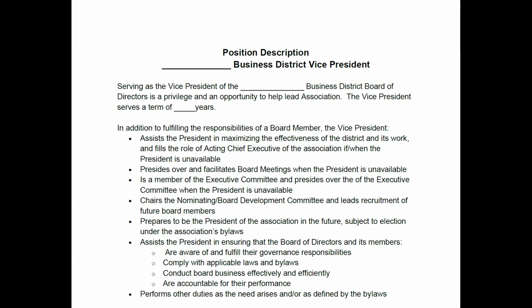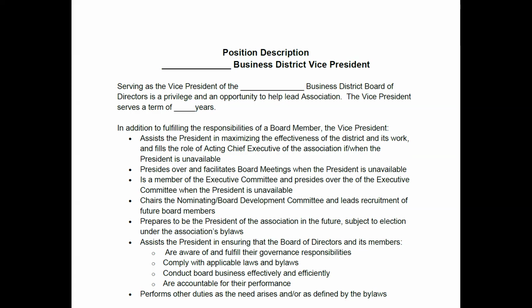Something that's best practice, not required, for a vice president is to chair the nominating and board development committee and lead the recruitment of the future board members. This is something we talked about with the president, as far as the president is going to create the committee for developing the board. And then the vice president chairs that committee and helps to lead the recruitment for the future board members.